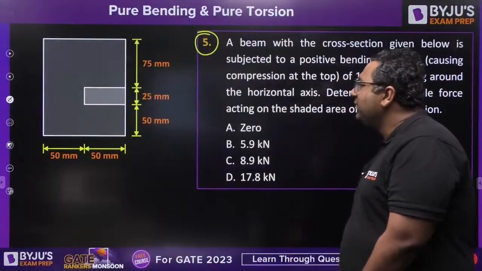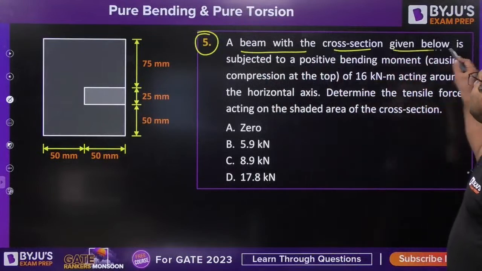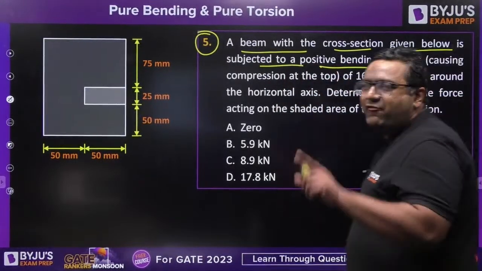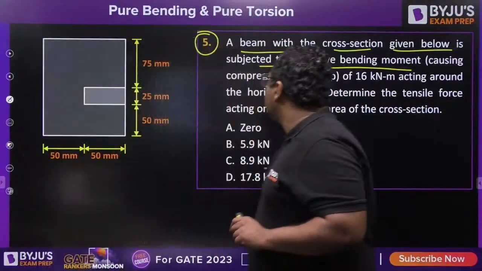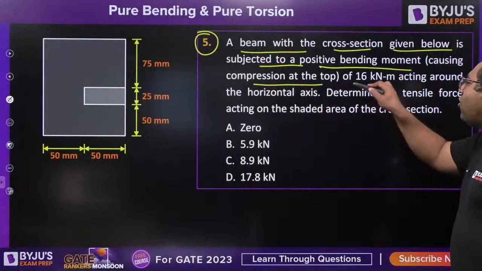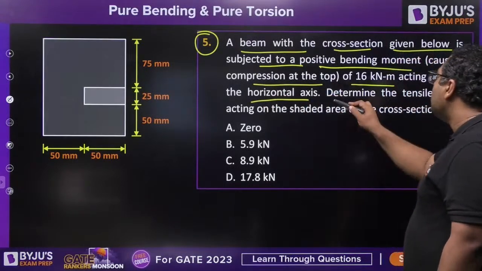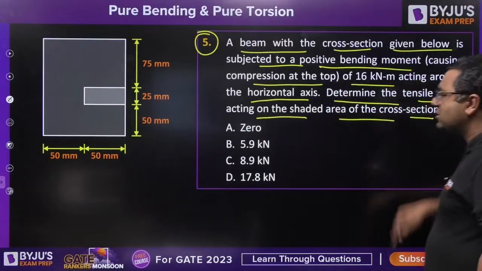Wonderful, guys. So this is a beam with the cross section given below, subjected to a positive bending moment. Everybody would know positive bending moment means a sagging moment, causing compression at the top, of 16 kilonewton meter acting around the horizontal axis. Determine the tensile force acting on the shaded area of the cross section.